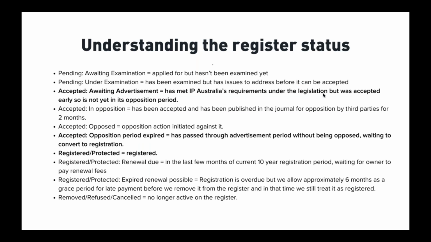However you decide to go about keeping an eye on the register, it can be helpful to be aware of what the different mark statuses mean. For example, if a mark you're concerned about has the status accepted awaiting advertisement, this will be a good point to prepare any opposition documents if you're thinking of opposing the trademark's acceptance as part of your enforcement strategy.